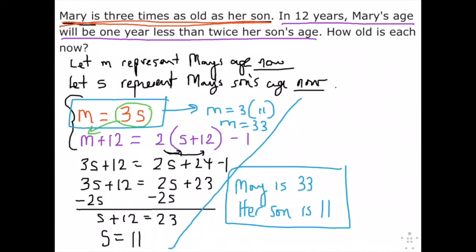And then it says in 12 years, Mary's age will be 1 less than twice her son's age. Well, her son is 11 now, so in 12 years, he'll be 23. Twice that is 46. And 1 year less than that is 45. And Mary in 12 years will be 45 because 33 plus 12 is 45. So we have successfully solved this problem.